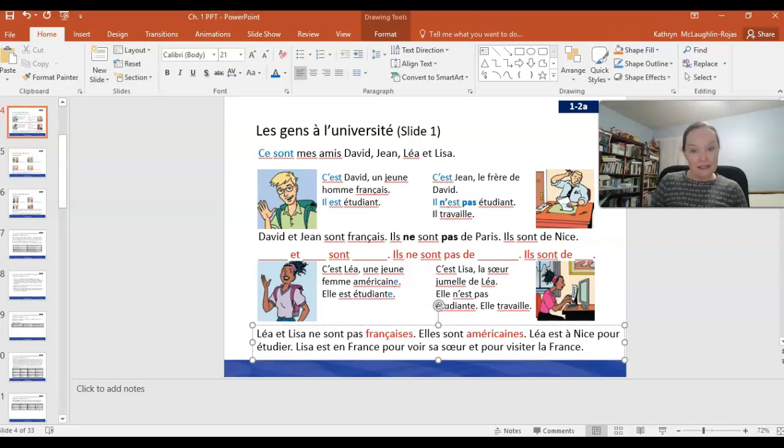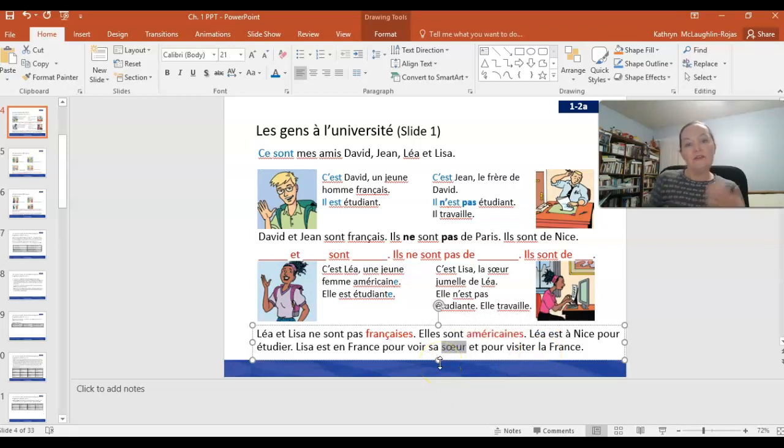Léa est à Nice pour étudier. So Léa is in Nice to study, étudier. Lisa est en France pour voir sa sœur et pour visiter la France. So Lisa is in France to see her sister and to visit France.